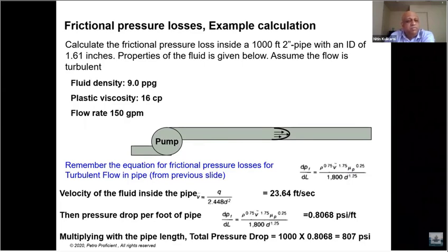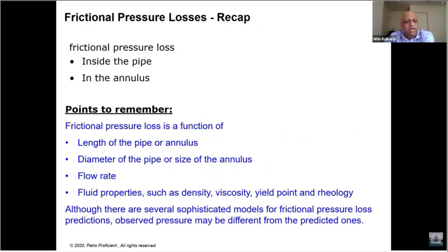So in this case, since the flow regime is laminar, we have used this equation to calculate the pressure loss. And if you have a pipe length of 1000 feet, you multiply 1000 feet by the PSI per foot that you have calculated here, and your total friction pressure loss in this particular case is 807 PSI. So this is how you establish your friction pressure loss. This friction pressure loss in the annulus is what we are concerned about, and this is what has an impact on your bottomhole pressure.